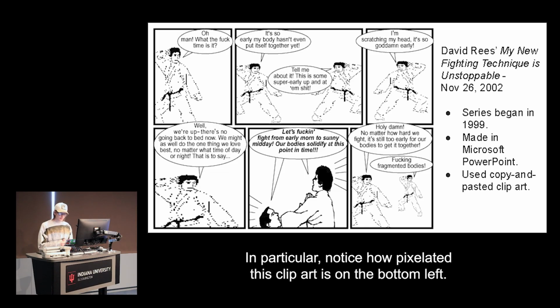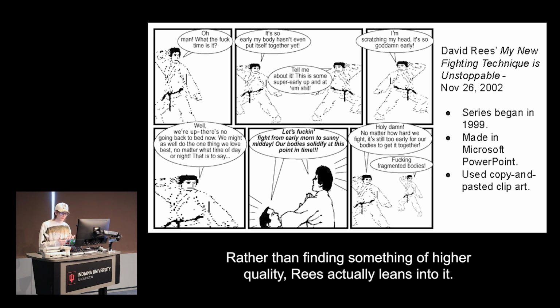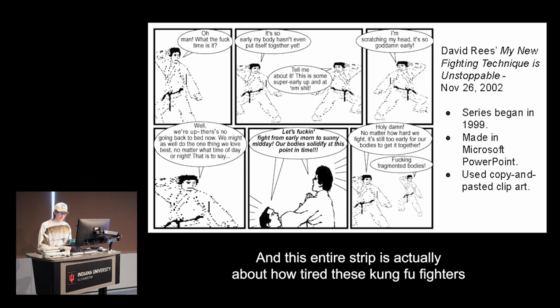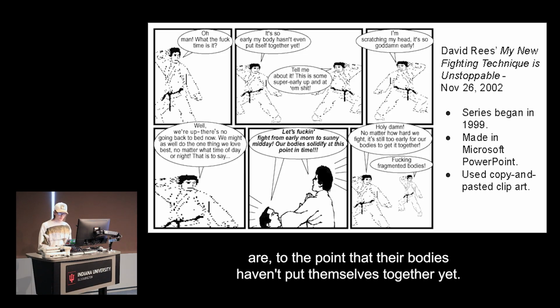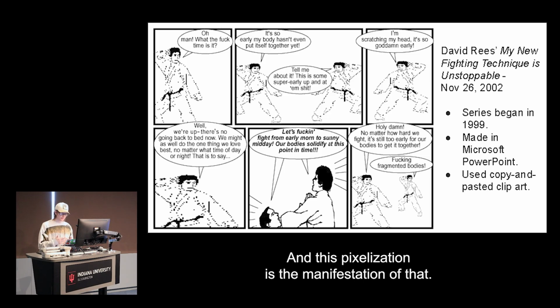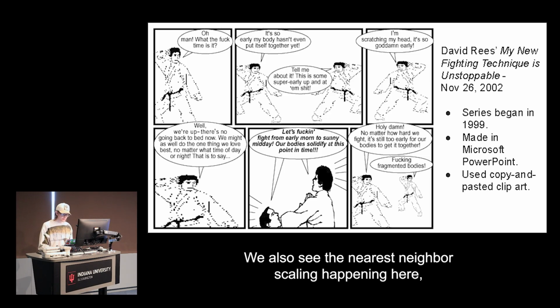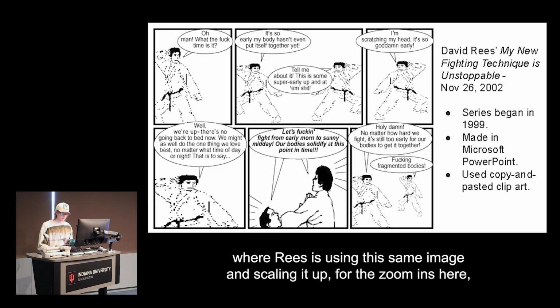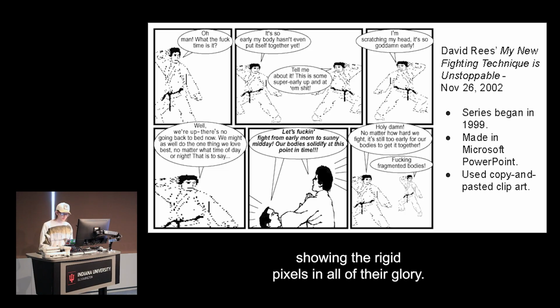In particular, notice how pixelated this clip art is on the bottom left. Rather than finding something of higher quality, Reese actually leans into it, and this entire strip is actually about how tired these kung fu fighters are, to the point that their bodies haven't put themselves together yet, and this pixelization is the manifestation of that. We also see the nearest neighbor scaling happening here, where Reese is using the same image and scaling it up for the zoom-ins here, showing the rigid pixels in all of their glory.